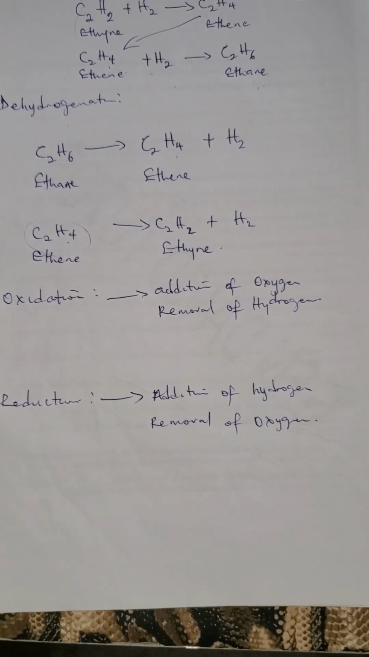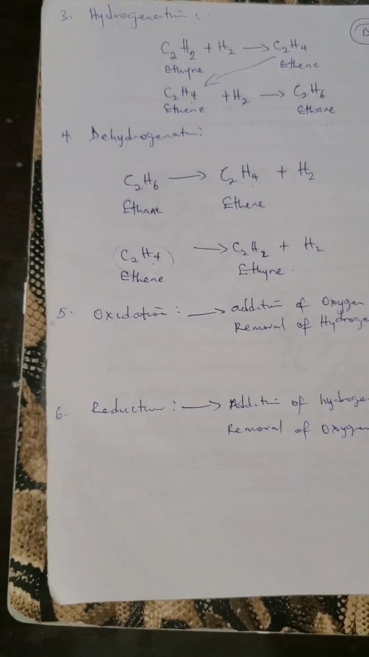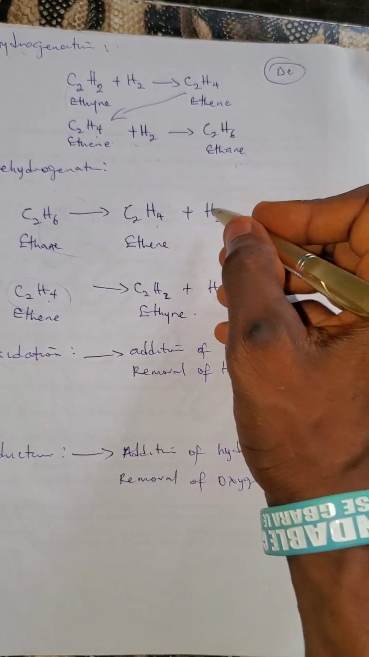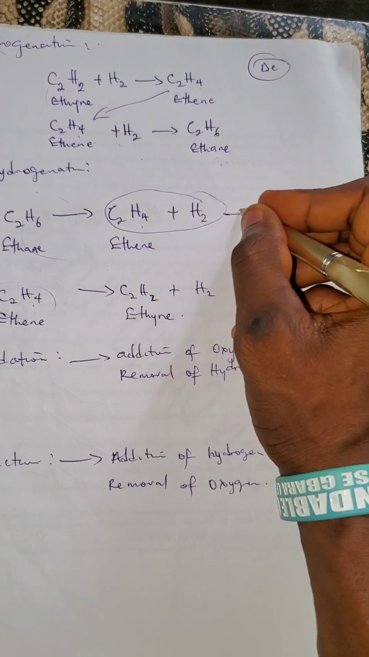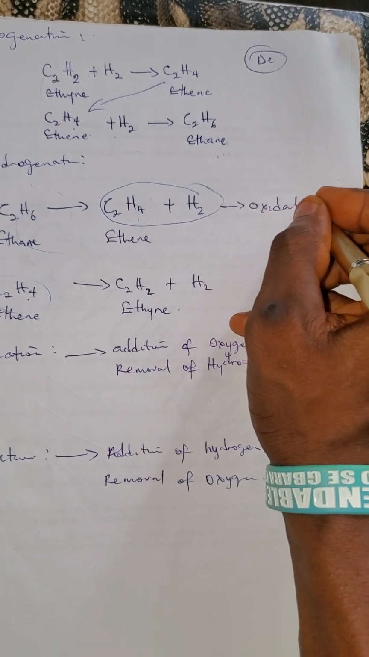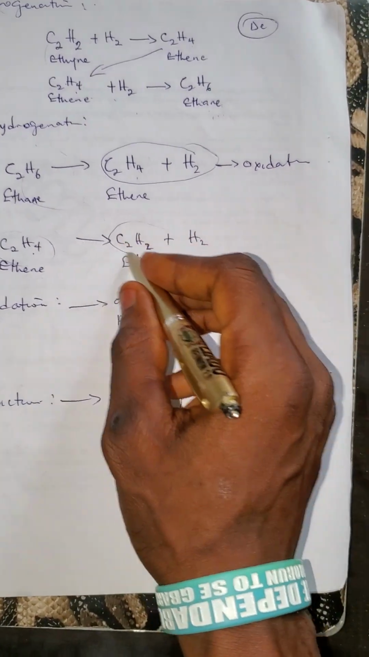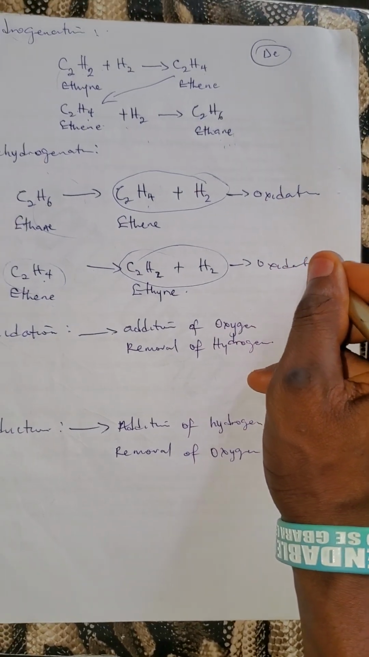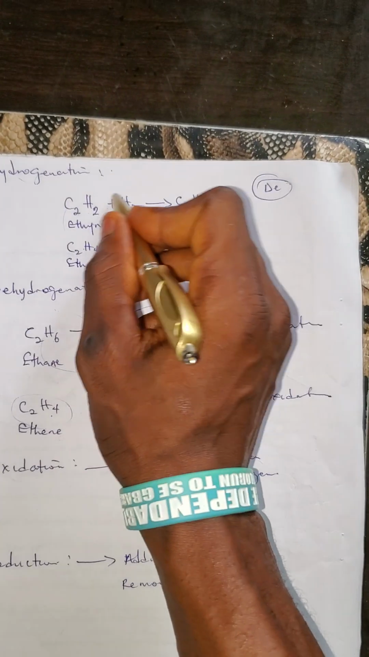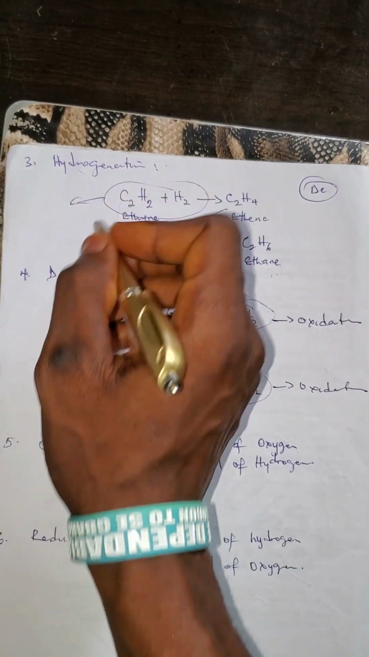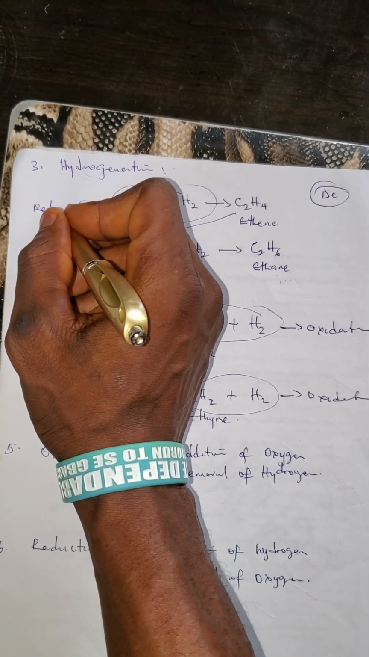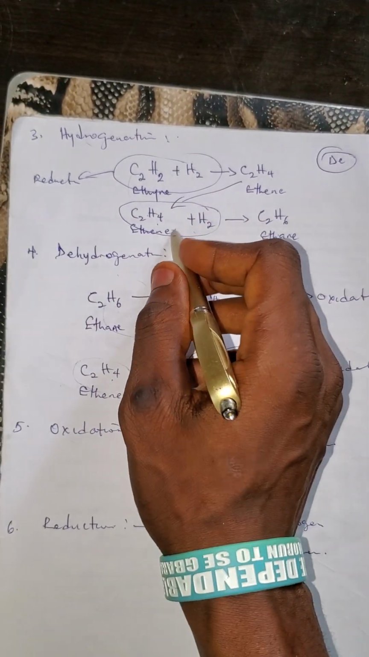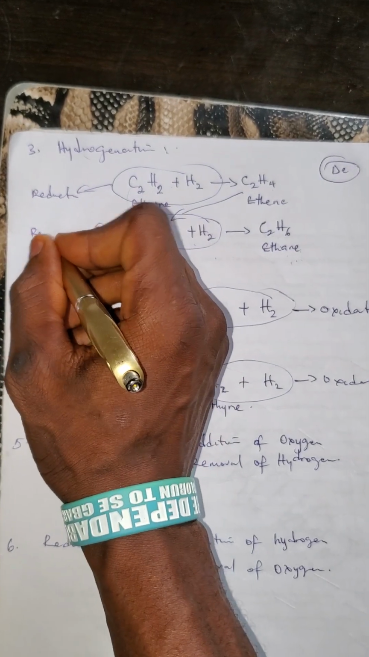Now, for oxidation, the process that happen here is removal of hydrogen. So I can call this what? Oxidation. The process that happen here is also removal of hydrogen. It is also what? Oxidation. The process that happen here is addition of hydrogen. I can call it what? Reduction. The process that happen here, it's also addition of hydrogen. So I can call it what? Reduction.